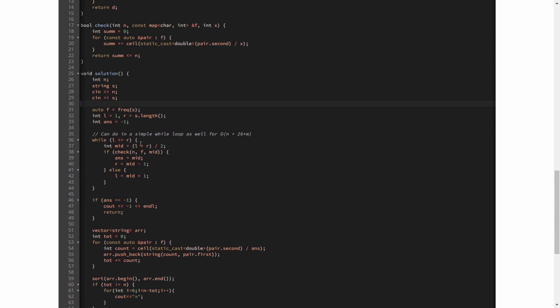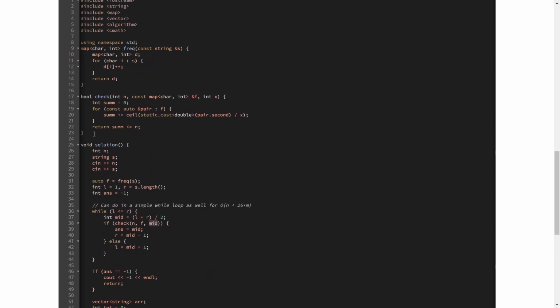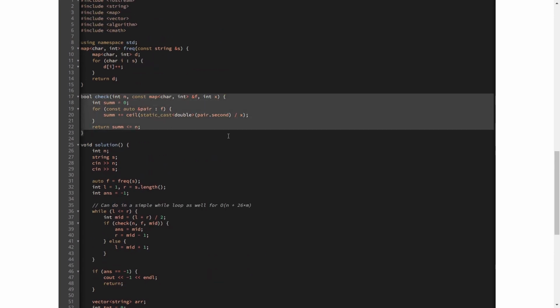If you want to do it in 26 times m, then we can just replace this with a simple while loop. Initially, just start with L equal to 1 and R equal to s dot length, and initially say answer is minus 1, right? We'll take a particular mid element, and we'll check whether it is possible to generate x of size n with the counts being f in mid number of repetitions. And this is just what we discussed in the algorithm.